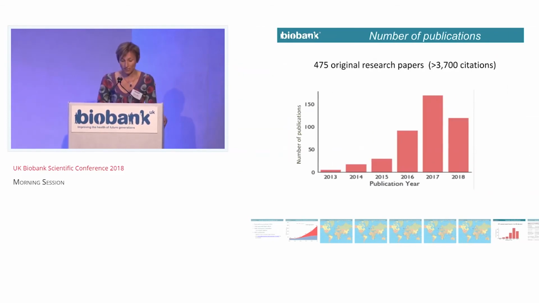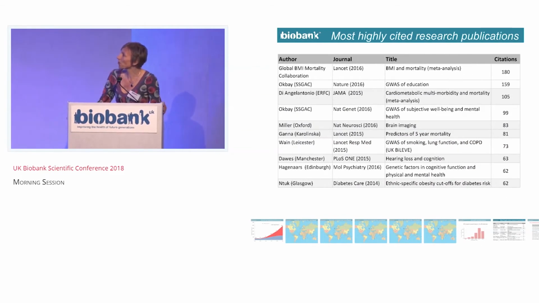In terms of publications, as I said, we've got about 475 original peer-reviewed research papers using the UK Biobank resource. As you'd imagine, that's increasing over time, with over 3,500 citations from those research papers. This is a table showing the 10 most highly cited publications. What I found of interest here was that it covers a really broad range. For example, you can see the top one and the third one.